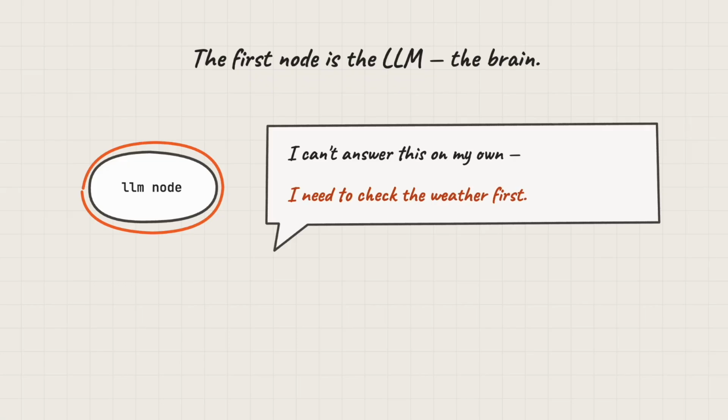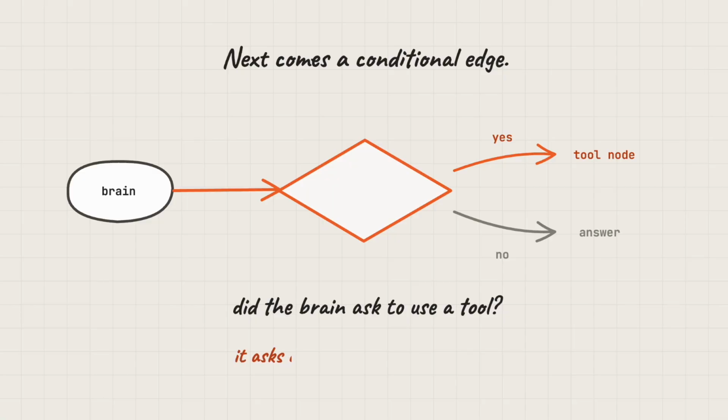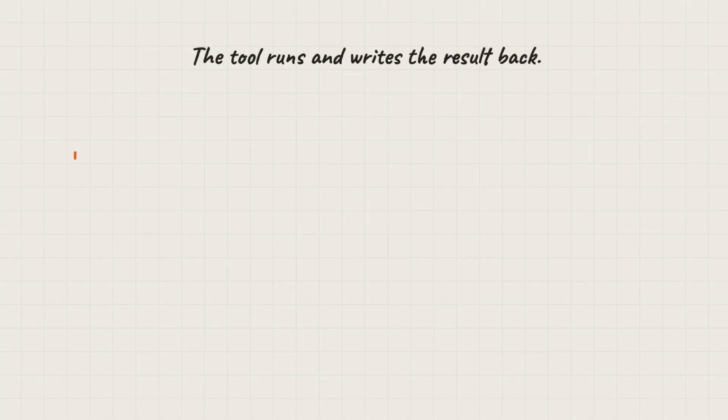And instead of just answering, it can decide something. It can say, I can't answer this properly on my own. I need to check the weather first. So now we hit an edge. And this is a special kind called a conditional edge. Conditional just means it asks a question and picks a path based on the answer. The question here is simple: did the brain ask to use a tool? Yes or no? If yes, we go to the tool node.